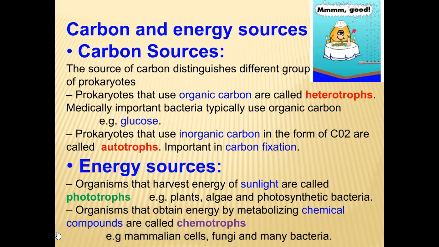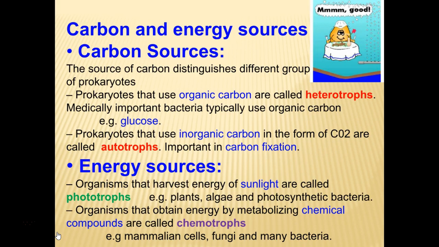Now, when we look at carbon sources, you've studied this as well. You looked at this in biology. The source of carbon distinguishes different groups of prokaryotes. Prokaryotes that use organic carbon are called heterotrophs, kind of like you. You require organic carbon. You've got to take it in. You've got to eat it. Medically important bacteria typically use organic carbon in the form of glucose. Prokaryotes that use inorganic carbon in the form of CO2 are called autotrophs. They're very important in carbon fixation, part of the carbon cycle.